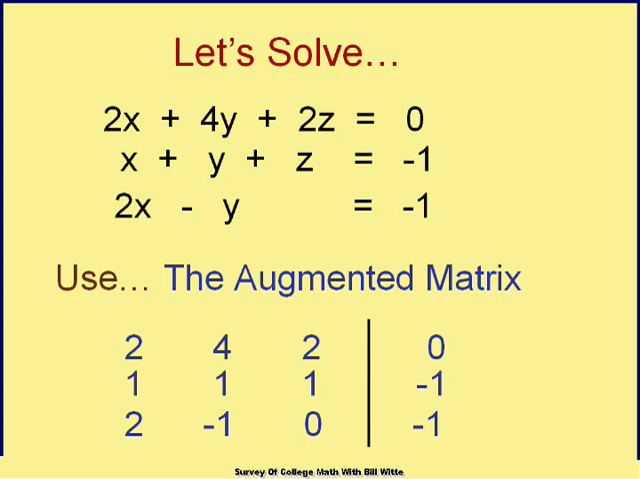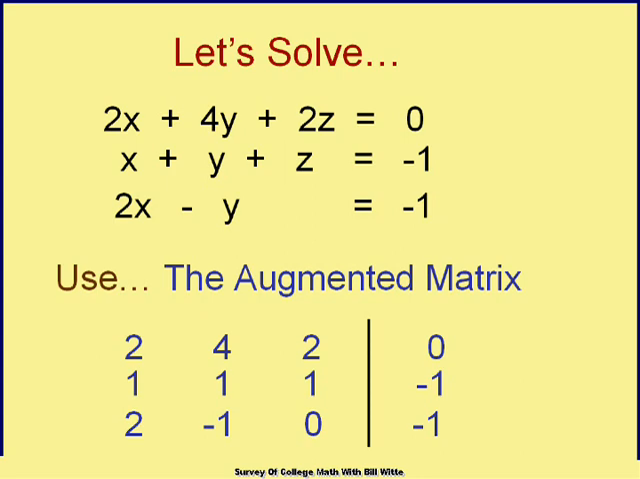The first row has a 2, a 4, a 2, and a 0 from 2x plus 4y plus 2z equals 0. The second one's not tough. It's a bunch of 1s because you have 1x, 1y, 1z, and negative 1. The third one might be a little tricky because there's a z missing. Note that we put the 0 instead of the z, but we still have the 2, the negative 1 for the minus y, and then the 0 and the minus 1. And everything stays in the same order.